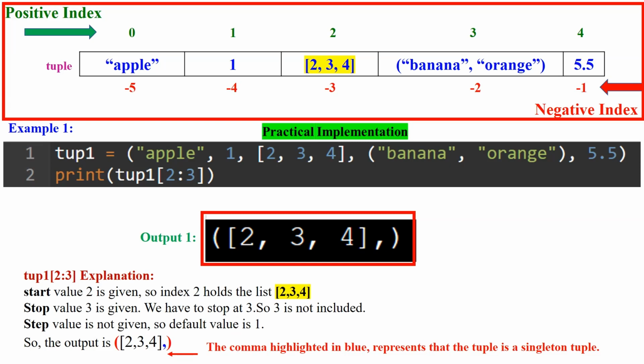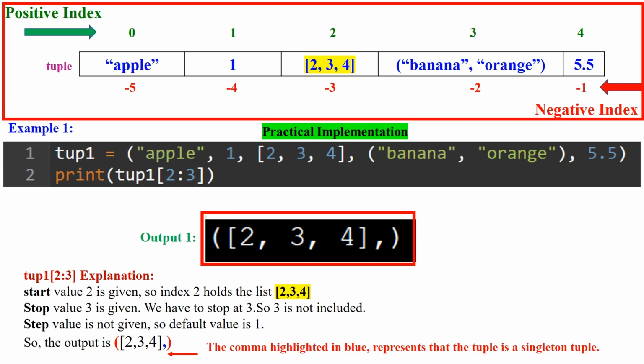A tuple with elements of different data types is given. Now look at the top picture. Here, I have marked the positive indexing and negative indexing for this tuple. In positive indexing, meaning forward direction, look at the green arrow in forward direction, and follow with me. Index 0 holds a string apple, index 1 holds the integer value 1, index 2 holds a list holding elements 2, 3, 4. Index 3 holds a nested tuple containing 2 strings banana and orange. Index 4 holds a float value 5.5.